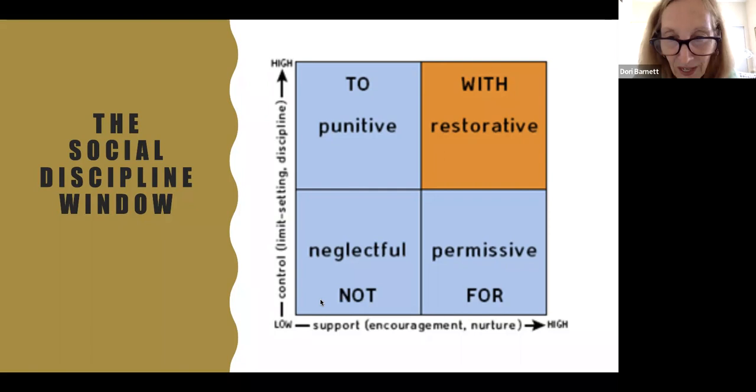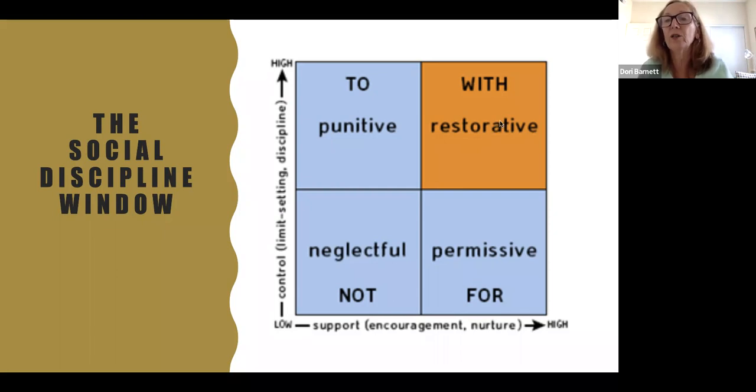The lower left-hand quadrant has some teachers, hopefully few and far between, that have neither the caring, nurturing, nor the control, and we call them burnt out. Those are neglectful teachers. They often have something personally going on where they probably are not in good health right now, and probably shouldn't be in the classroom.